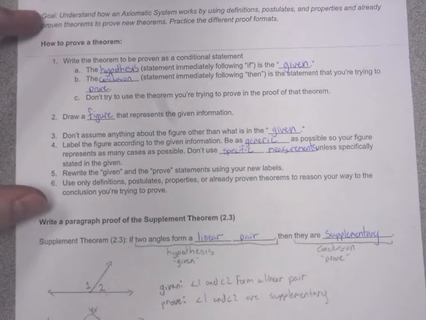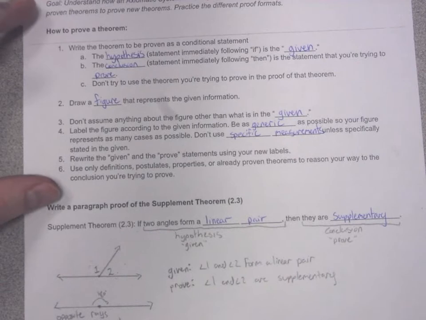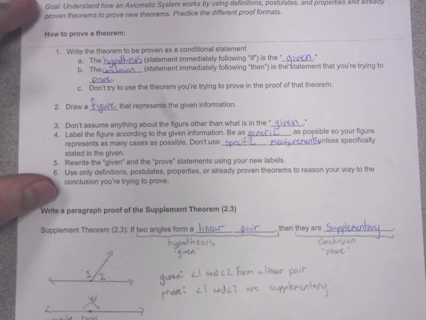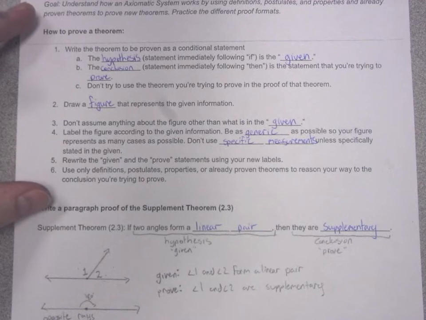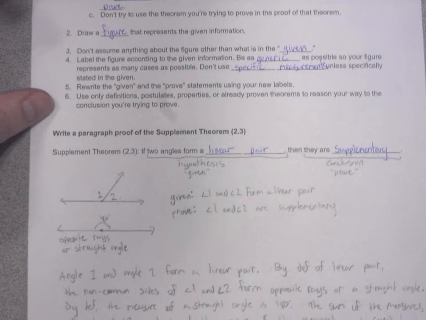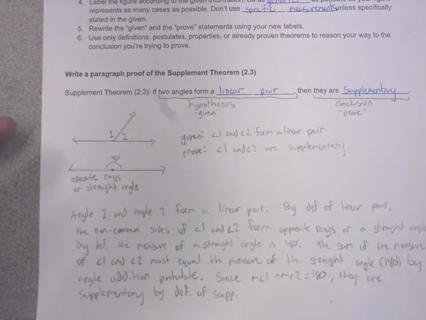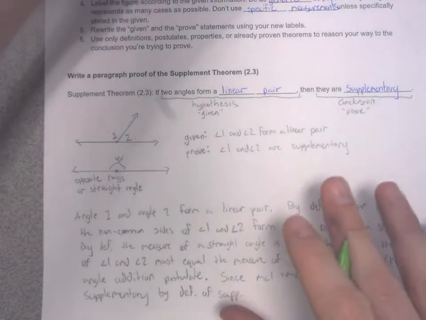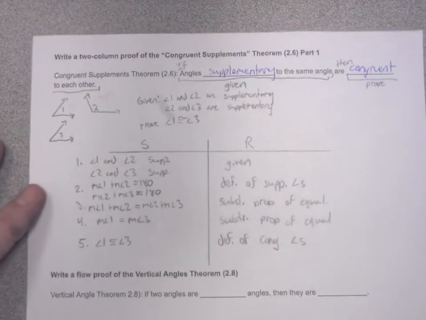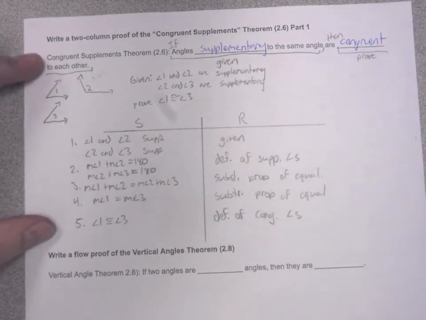So the first section of this is just describing how you prove a theorem. There are some setup steps, and you have to figure out what you can assume and what you can't assume, and you need to draw a picture and make some labels and things like that. So that's that part. In the previous video, we wrote a paragraph proof for the supplement theorem. And then we also did a 2-column proof for the congruent supplements theorem, which is a different result.